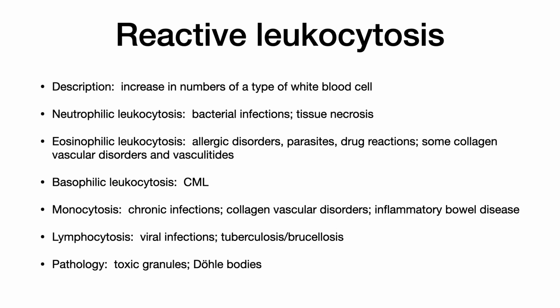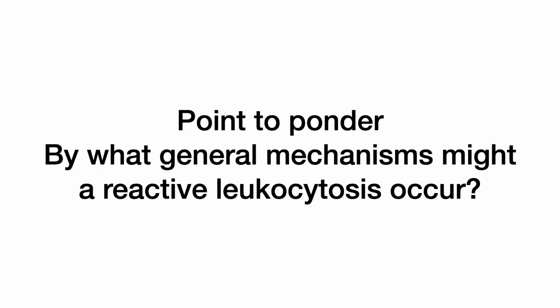And then Dohle bodies are these semi-ill-defined smudged blue areas in the cytoplasm. I like to put these in just to make you think as we're going. So by what general mechanisms might a reactive leukocytosis occur? Think about it. Why would I get more white blood cells out in the flow of blood?